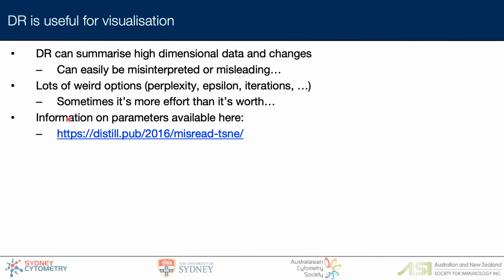But if you are interested, this is an excellent website that just really nicely highlights some of the examples between different parameters. And in fact, Tom or Giovanna, would you be able to add this website to the chat? Thank you. Yeah, it's just such a nice way of visualizing how things like perplexity can impact the final output plot.